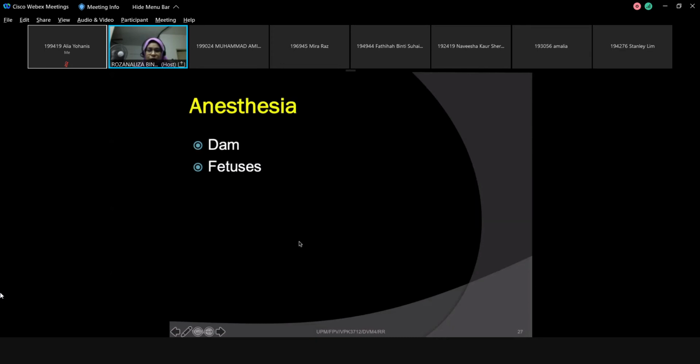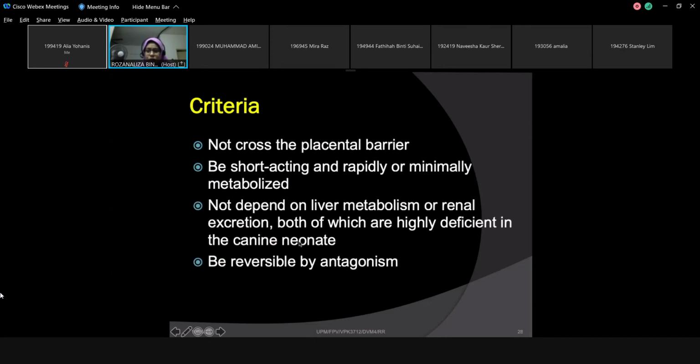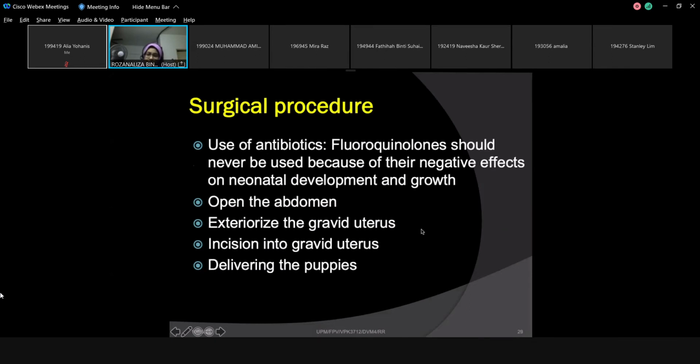Okay, and the criteria of the drug that you want to use: again, it should not cross the placental barrier. It should be short acting and rapidly cleared, minimally dependent on liver or renal excretion, and usually it can be reversed with other drugs. Okay, and you also want to avoid fluoroquinolone because it can affect neonatal development and growth.